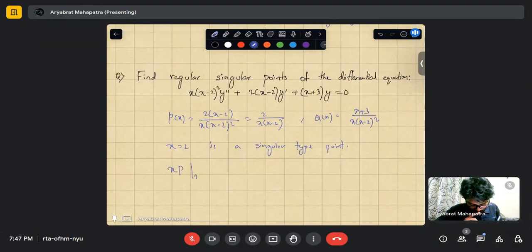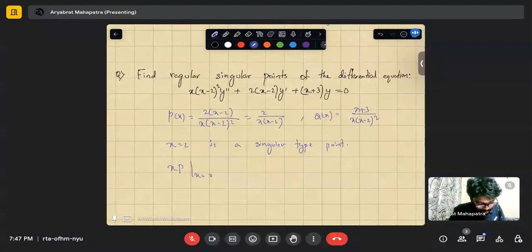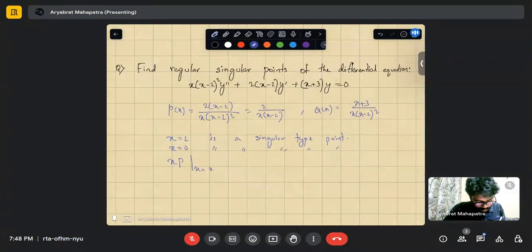There are two singular type points here: x equals 2 and also x equals 0, because you will see that in the denominator there are two values of x for which the denominator can be 0. One is at x equals 0 and the other is at x equals 2. So at x equals 0, first you check what kind of singularity it is. At x equals 0, this is something like 2 minus x minus 2 at x equals 0. So this is minus 1.